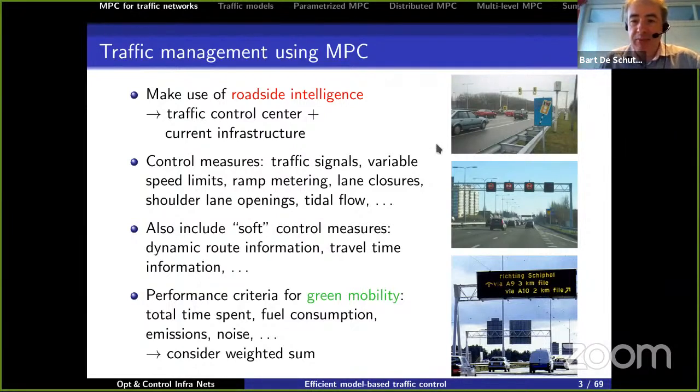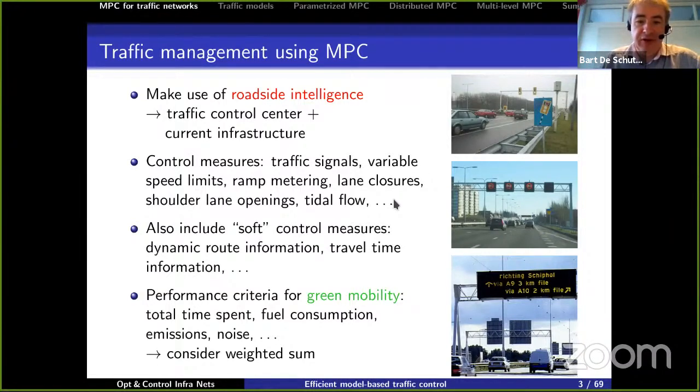So here you see an example of ramp metering. At the back, there is the main highway. At the front, there is an on-ramp. And here we have, again, two traffic signals. And they will actually allow vehicles to pass one by one and to enter the highway. With ramp metering, you can make sure that the density, so the number of vehicles on the main highway, stays below a critical density. So that's also a way to control traffic.